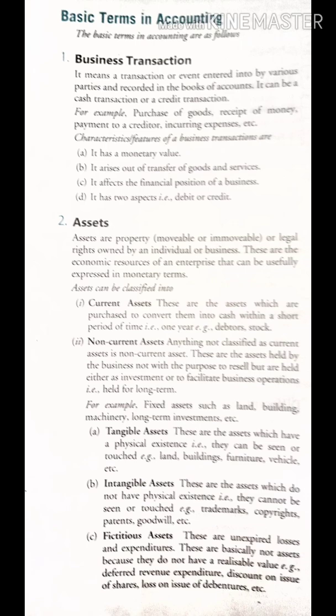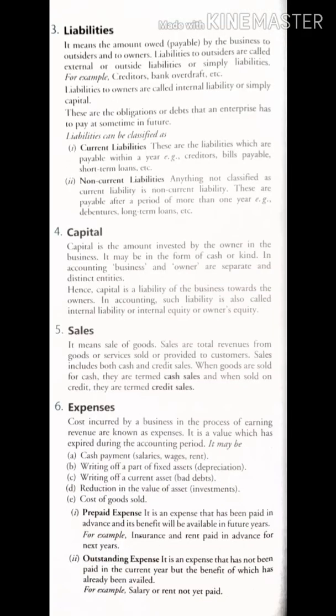Okay, is it clear? Now let's understand the next basic term, that is liabilities. Liabilities means the things which we owe, that means which we will pay. Actually, the business will pay, we will not pay. The business can pay to the owners also, the business can pay to outside people also, but the money will go from the business unit. So what is liabilities? It means the amount owed, or you can say payable, by the business to outsiders and to owners. It can be to the owners of the business, but the money will go from the business. So that is liabilities.